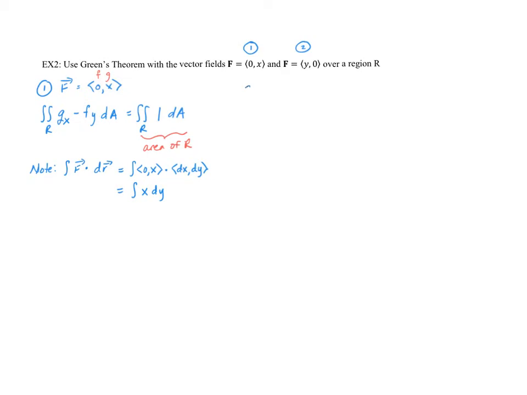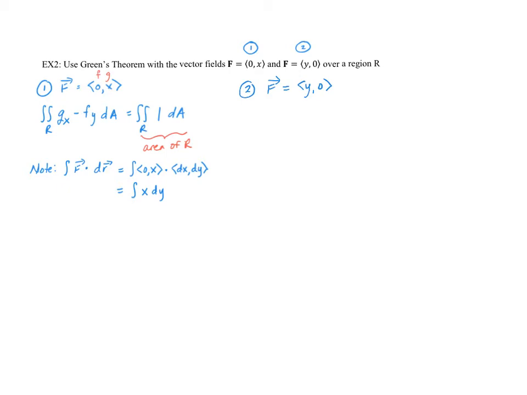Let's look at this second vector field, which is a vector field y, 0. Remember, I don't know what my region is. Okay? The first vector field that I used, I didn't have to know what the region is, which is kind of powerful. What this says is it doesn't really matter what the region is. If you have the vector field 0, x, then this integral will always be the area of the region.